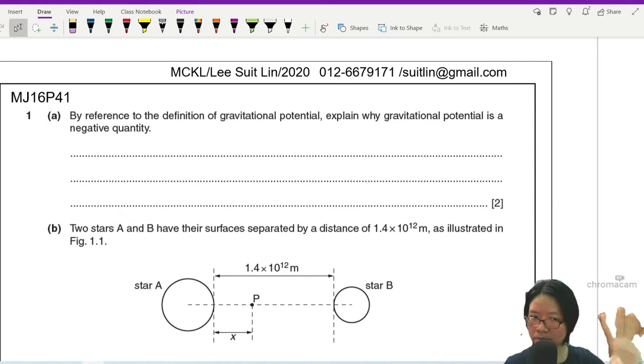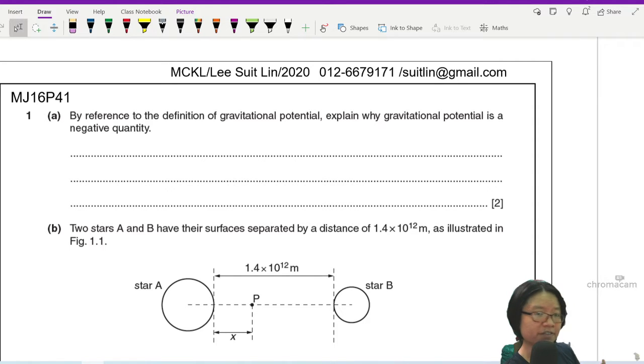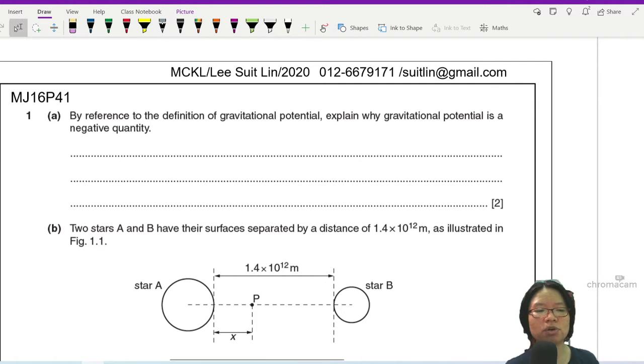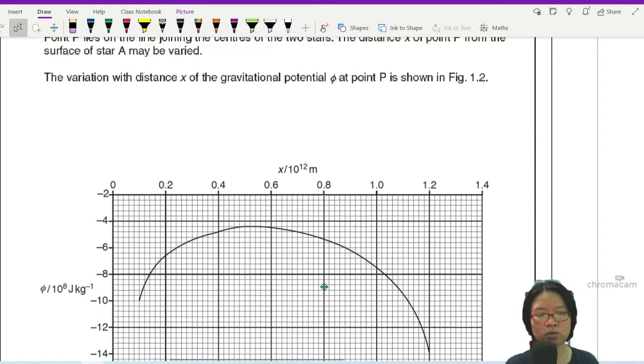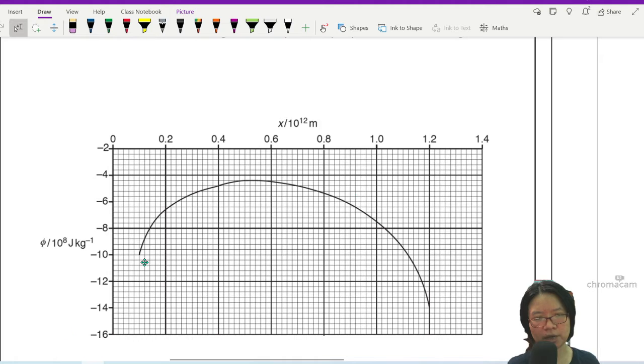One planet first, one by one object, one body first, one star first, before we do two, okay, one by one. But in this question, this level up question, we are actually going to look at the potential between two different stars. So star A, star B, and then, wow, look at this potential graph. Why like that one? What is going on?